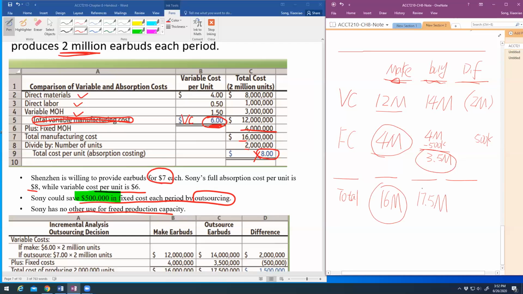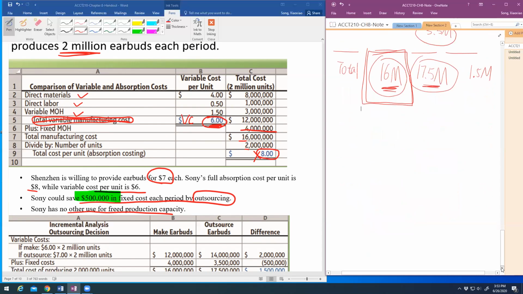You tell me which one you should focus on. If you make, cost is 16 million. If you buy, cost is 17.5 million. Remember, this is the cost, right? It's not the revenue. Larger number means you have more cost. If we make cost is 16 million, if we buy cost is 17.5 million. So we should make, because the cost is $1.5 million less.